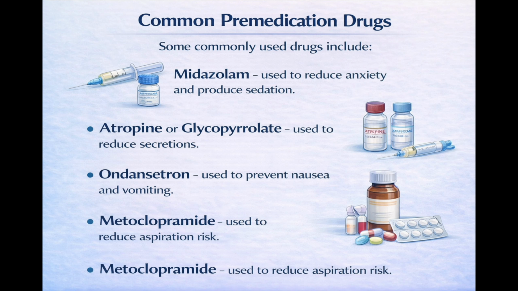Common pre-medication drugs. Some commonly used drugs include midazolam, used to reduce anxiety and produce sedation; atropine or glycopyrrolate, used to reduce secretions; ondansetron, used to prevent nausea and vomiting; and metoclopramide, used to reduce aspiration risk.